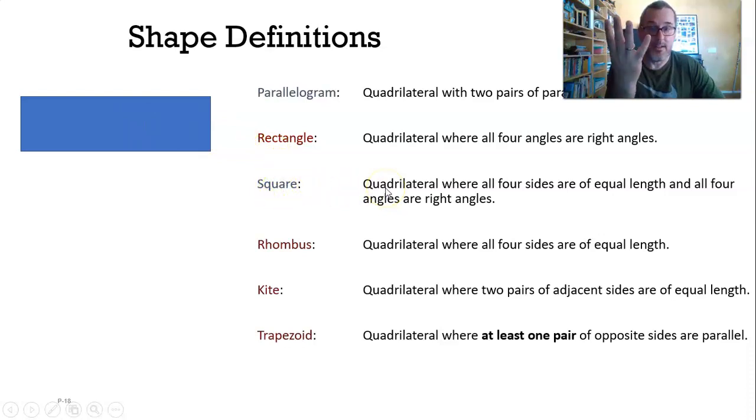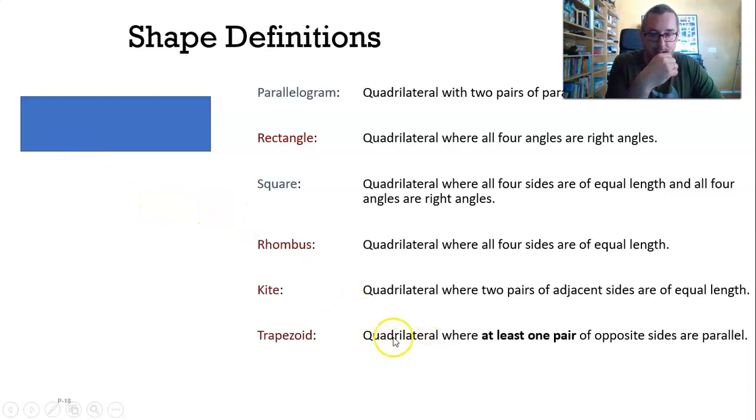Is it a square? It's a quadrilateral, has 4 sides, but are all 4 sides equal length? Nope, not a square. Rhombus, all 4 sides equal length? Nope. Kite, 2 pair of adjacent sides are equal length. Now adjacent means next to each other. So like this side is adjacent to this side. Those sides are not the same length. So it's not a kite.